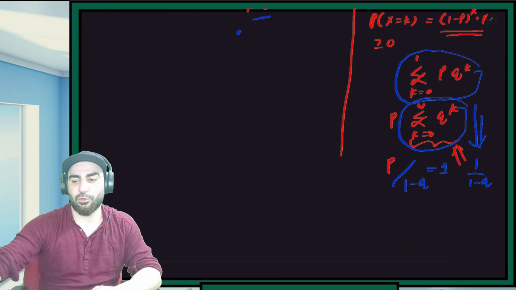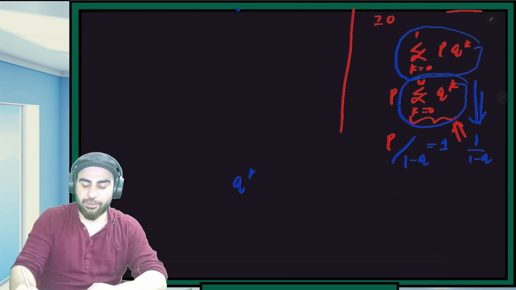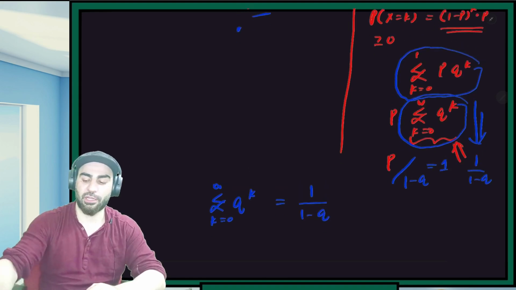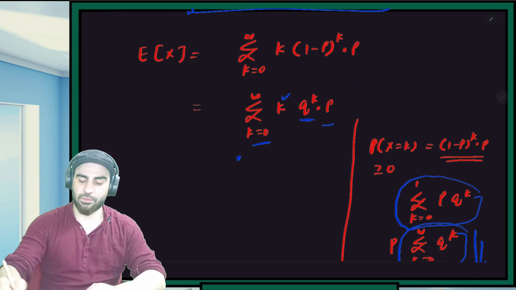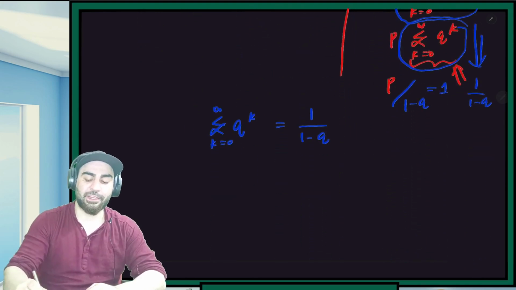So over here I know, let's suppose I have the sum of q^k, where k goes from 0 to infinity, and I know the geometric sum is 1 divided by 1 minus q. This is what I know, from there I showed you. So I want to get this into this format. How can I do that? I can differentiate on both sides.